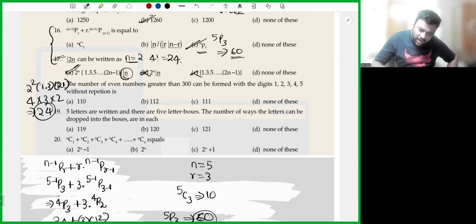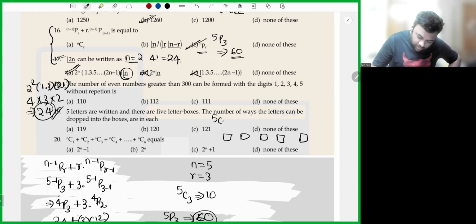Okay, perfect. The 19th one is simple. 5 letters. How will you drop them in 5 letter boxes? 5 boxes are there: 1, 2, 3, 4, 5. From 5 letters, I'll select 1 letter and drop it in the first box. How many letters are left?